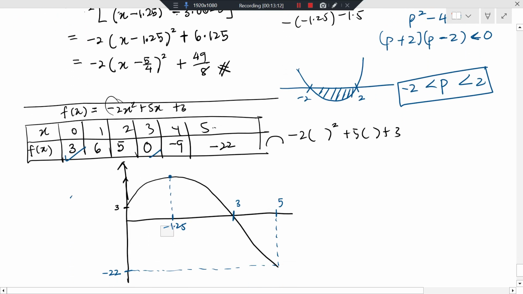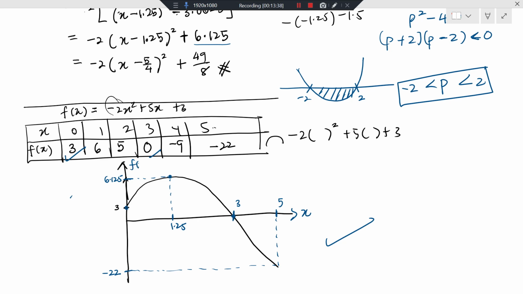And your y is 6.125. Doubly negative: in your equation it will be negative 1.25, but when you draw, it will be opposite, right? 6.125, you can straight away label. That's all, it's enough. Same thing, I label the y-intercept, x-intercept, the final value, and also the minimum or maximum point. That's enough. This is your x, this is your f(x).